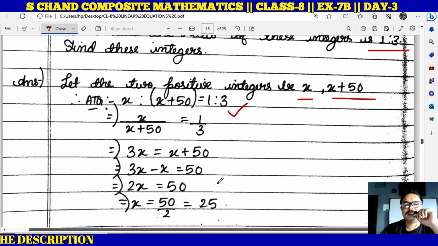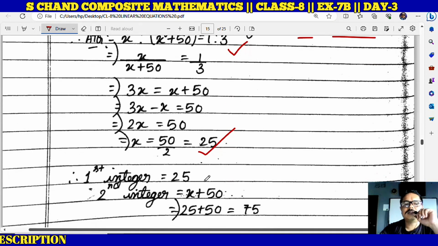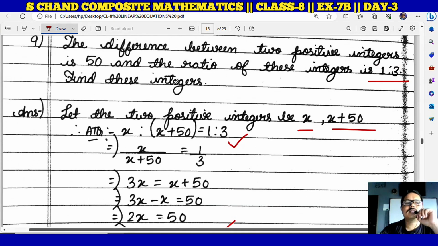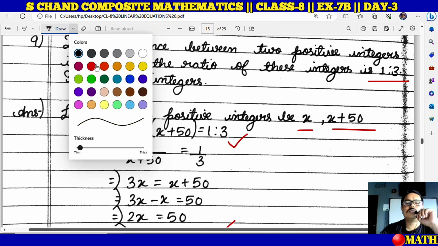3x minus x is equal to 50, so x comes out as 25, and in this way the first integer is 25 and the second integer, x plus 50, is 75. Now let me explain that also. As I have told you, you can do this in two ways.